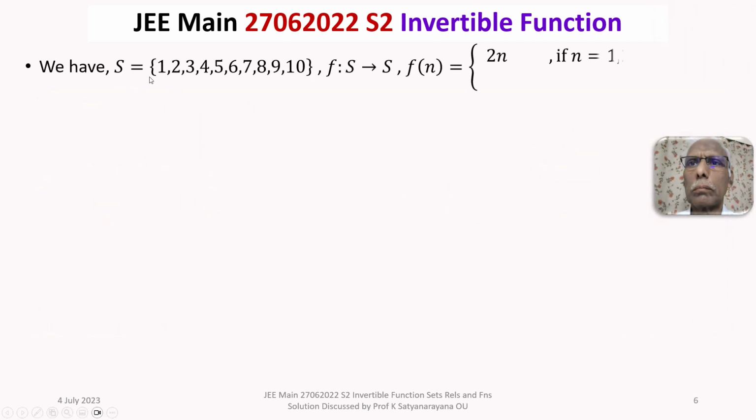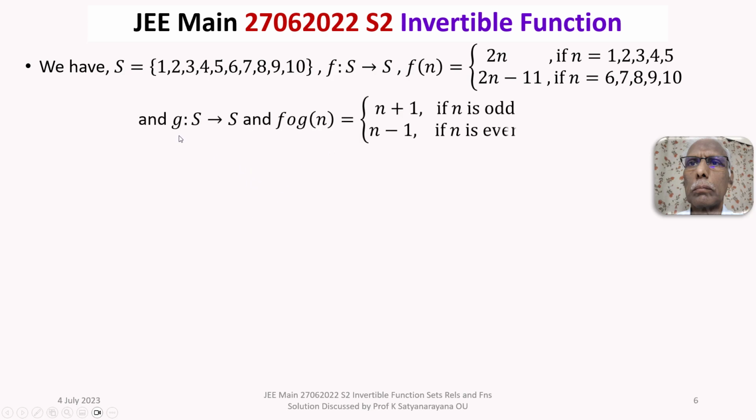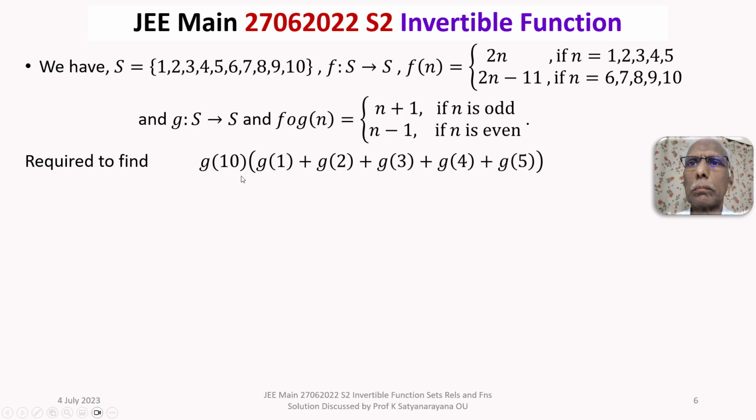We have the set S consisting of the elements 1, 2, 3 up to 10. f is a function from S to S defined by f of n is equal to 2n if n is equal to 1, 2, 3, 4, 5, and f of n is equal to 2n minus 11 if n is equal to 6, 7, 8, 9, 10. We are also given g, a function from S to S, such that f compose g of n is equal to n plus 1 if n is odd, and f compose g of n is equal to n minus 1 when n is even. We are required to find the value of g of 10 multiplied by, in brackets, g of 1 plus g of 2 plus g of 3 plus g of 4 plus g of 5.